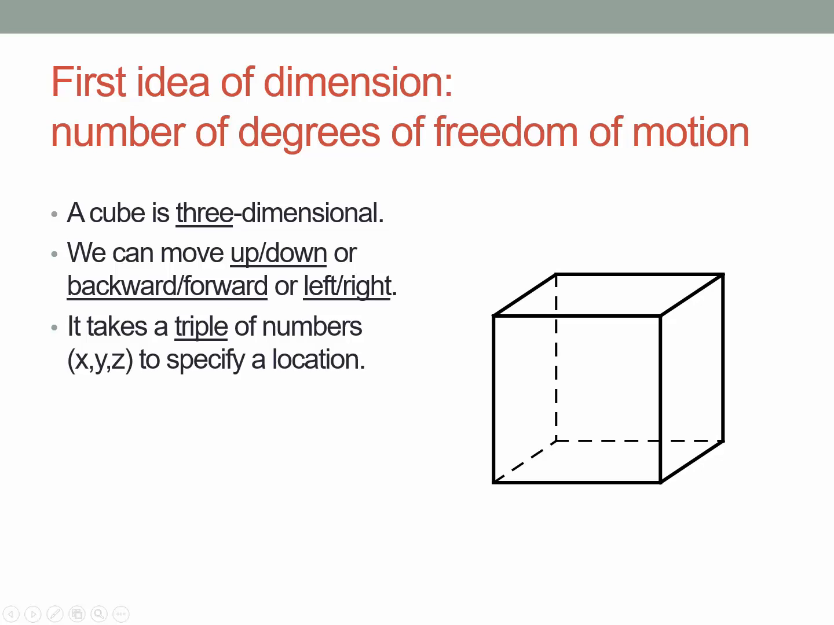That is to say, if we're moving within a cube, we can move up or down, that's one direction, or we can move backward and forward, which is a second direction, or we can move left and right, that's a third direction. It takes a triple of numbers, that is to say, a value of x and a value of y and a value of z to specify a location.